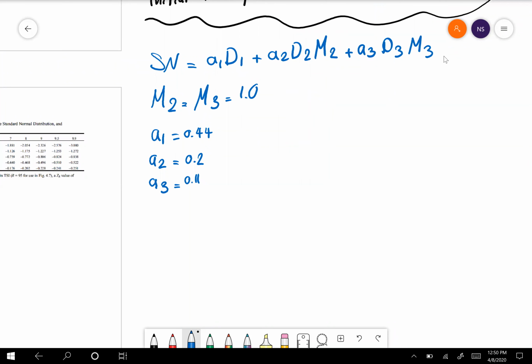Now we have everything. It was also given that D1, the thickness of the top layer, the HMA layer, was 4 inches. D2, that's the unknown we are looking for, the thickness of the base layer. We want to know what thickness of base layer we need for this type of pavement. And then we knew that the thickness of the subbase layer was 10 inches, right?